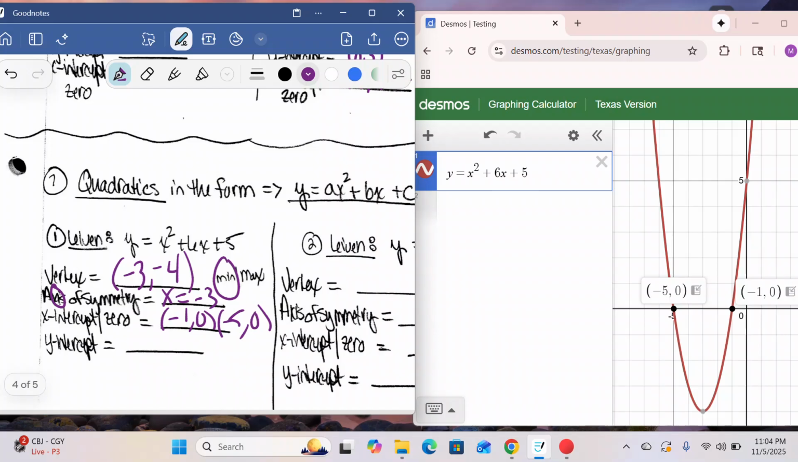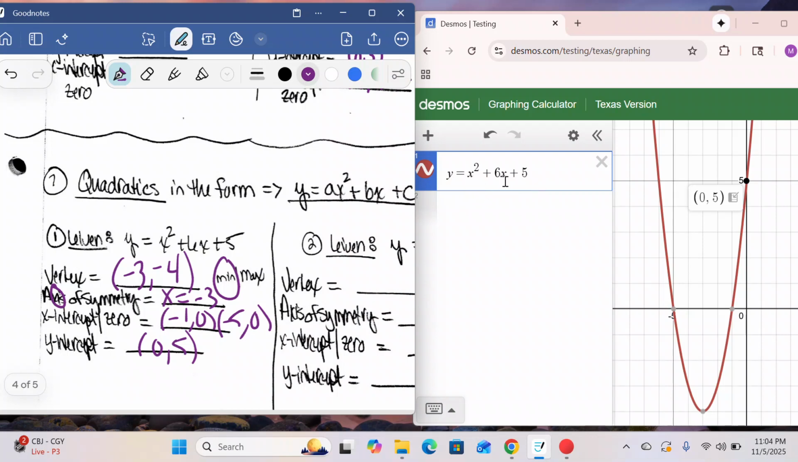And then I want to find my y-intercept. Where does this U-shape cross my y-axis? Desmos does it for you. I can get rid of those. And the y-intercept is 0, comma 5, without doing much of anything other than knowing how to input the equation. If I want to input it without the y, it's okay to input it without the y. If I want to do two U-shapes on the same graph, I can do two U-shapes on the same graph.